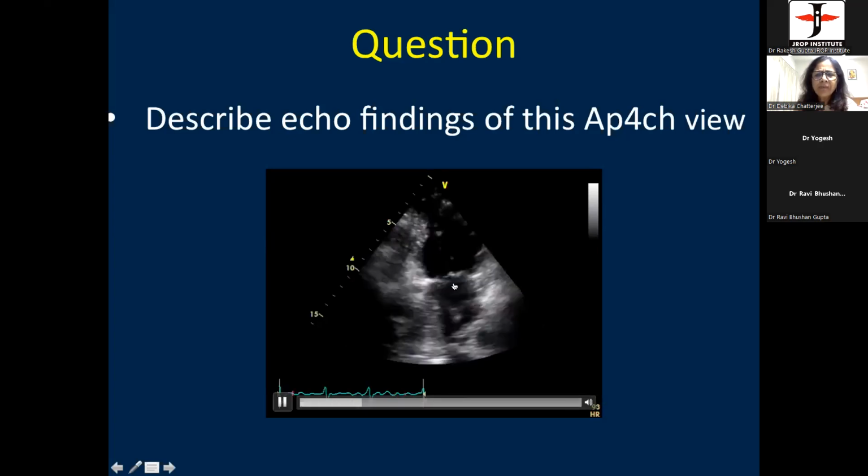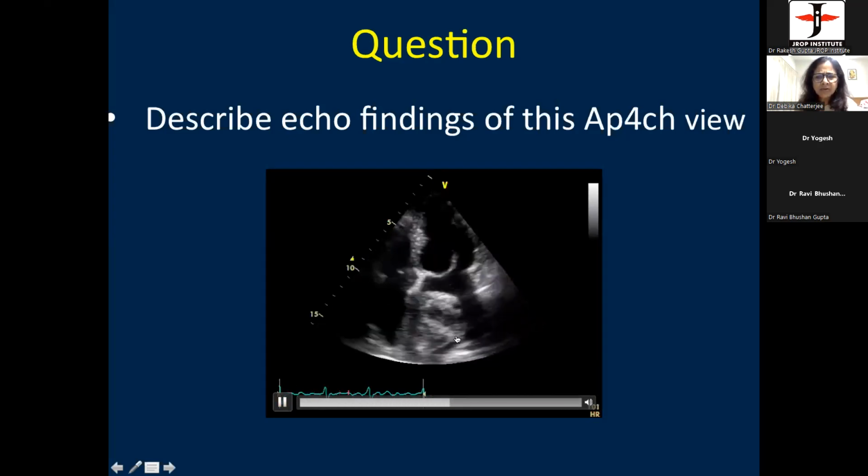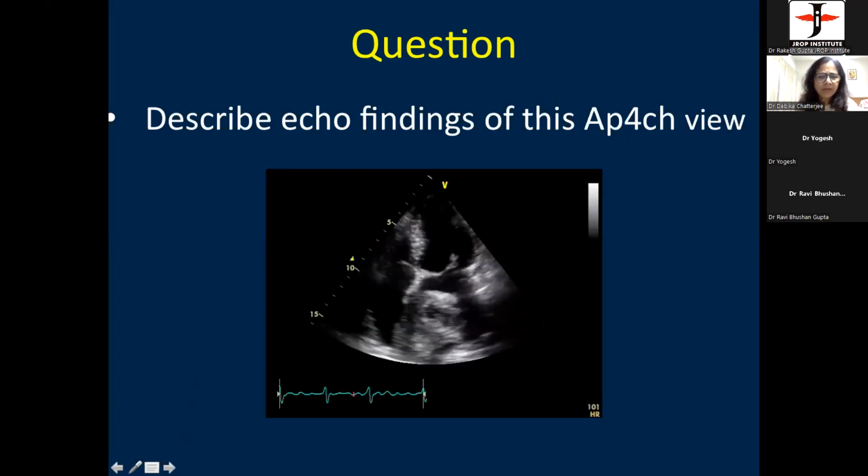So it's a case of mitral valve stenosis, which is rheumatic in origin. Enlarged LA, patient is in atrial fibrillation, and a large clot, LA clot, basically, a complication of mitral stenosis.